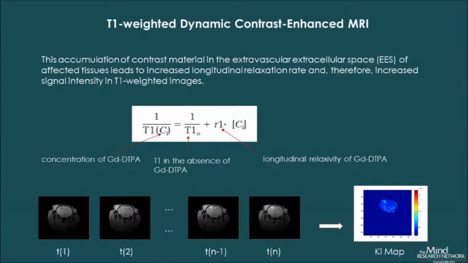So here, the T1 value at concentration C equals the T1 value in the absence of gadolinium plus another concentration term. So the concentration is proportional to the change of the inverse of T1. Here's an example. We sampled 40 minutes after gadolinium injection and used linear regression to reconstruct the Ki map.